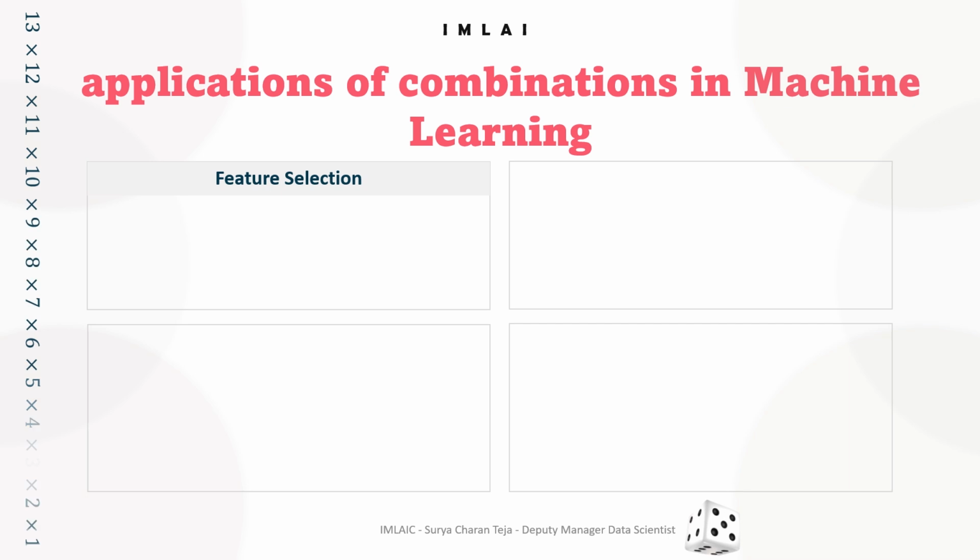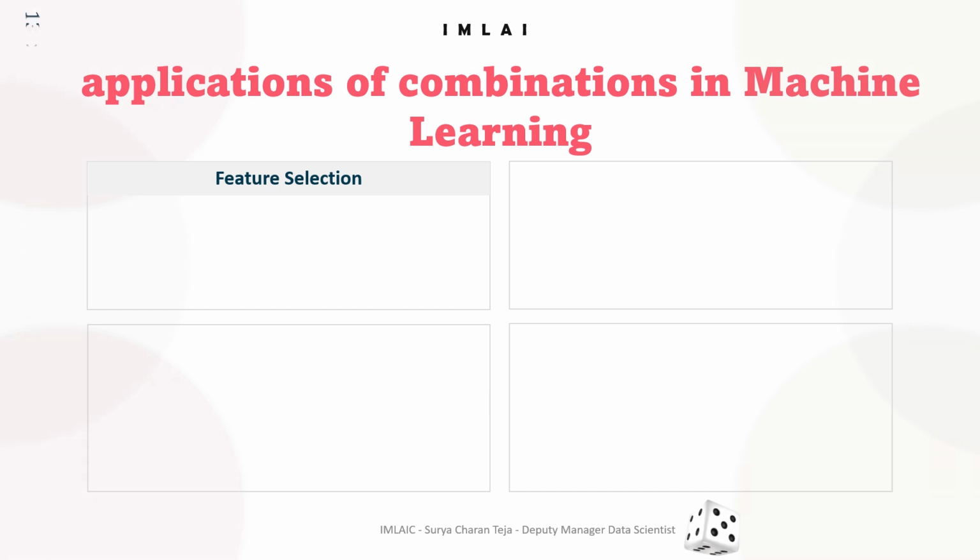In feature selection, combinations are used to generate subsets of features from a larger feature set. These subsets can be used to train a model that uses only the most relevant features for the given task, reducing the complexity of the model and improving its performance.